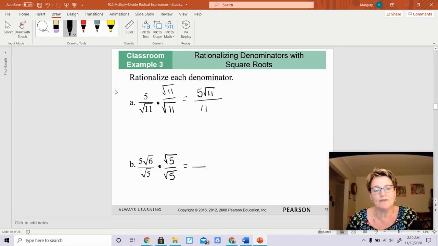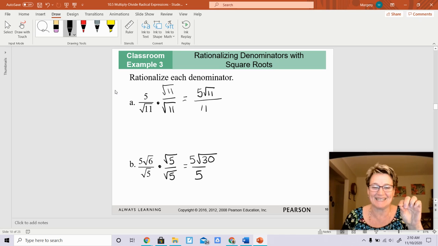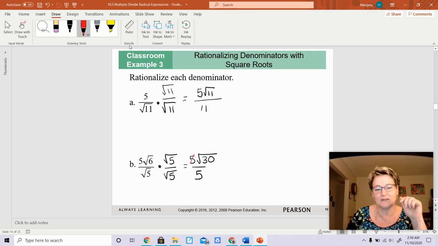Now, the square root of 5 times the square root of 5 is the square root of 25. The square root of 25 is 5. So 5 goes here. Now the numerator, I'm left with 5 square roots of, the square root of 6 times the square root of 5 is the square root of 30. And you're finished. No, you're not. If there's a number on the outside, like here was 5 and 11, you can't simplify that. But this one has a 5 and a 5. 5 divided by 5 is 1. So I can cancel all of that, and your answer is going to be the square root of 30.